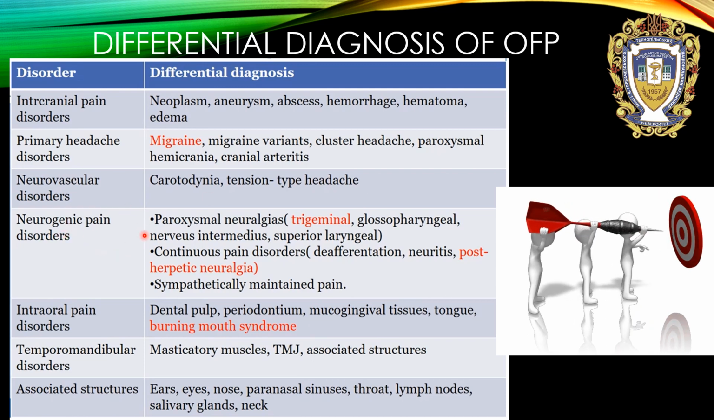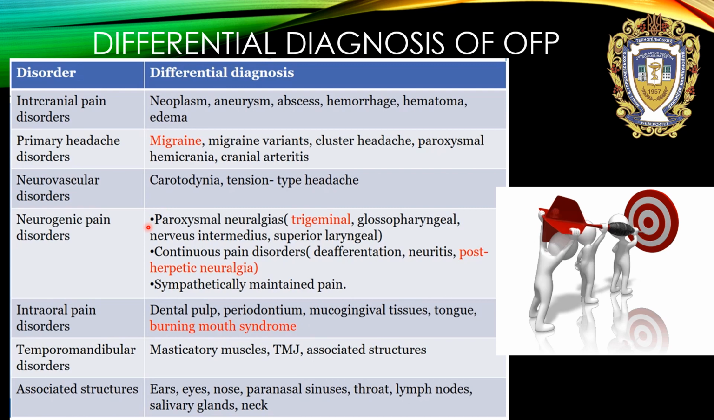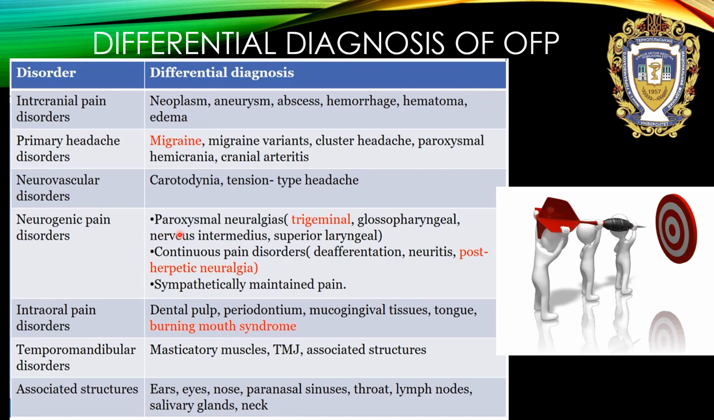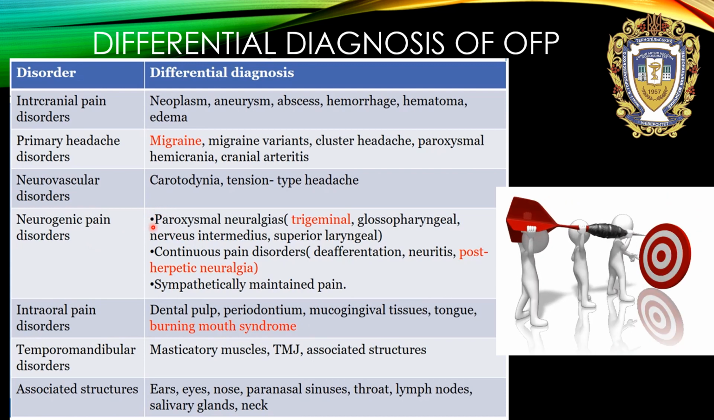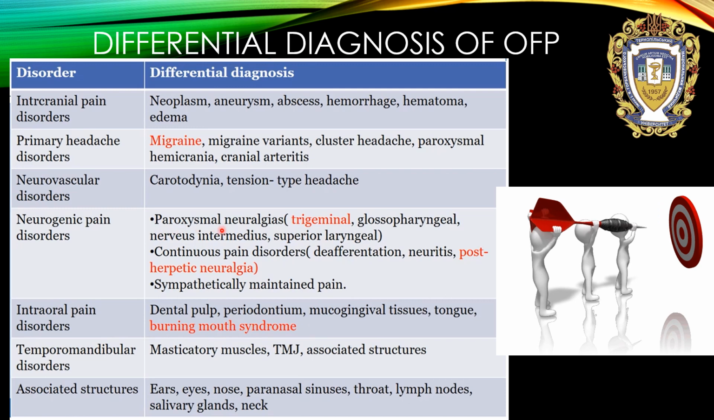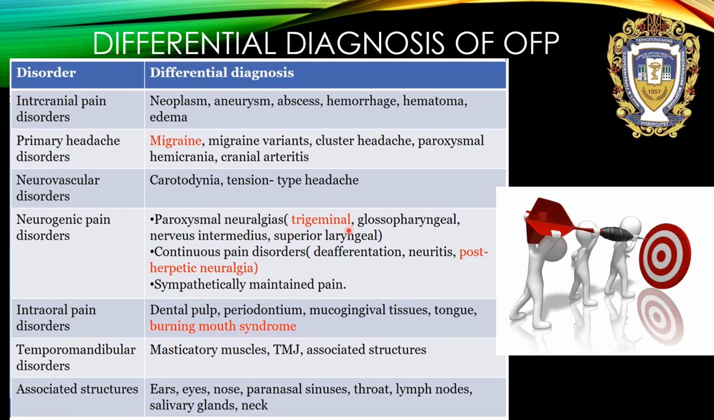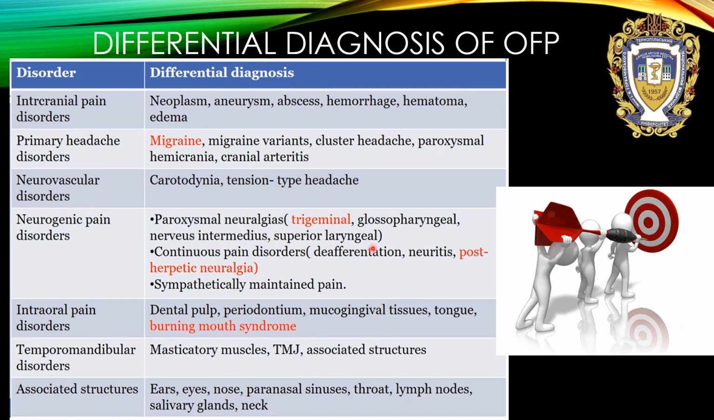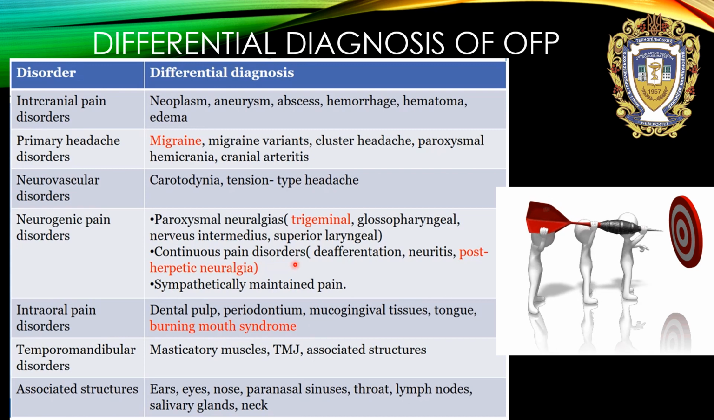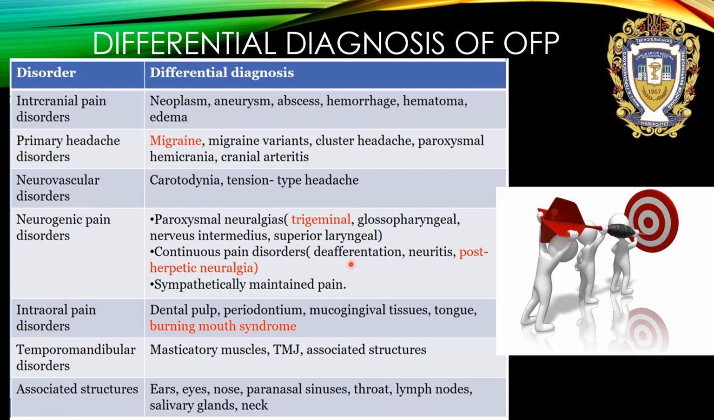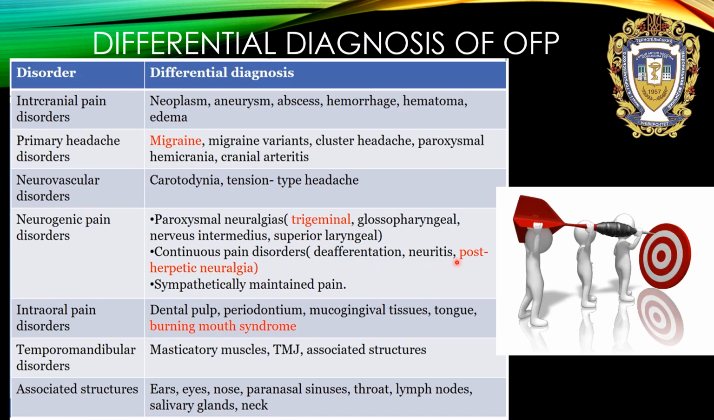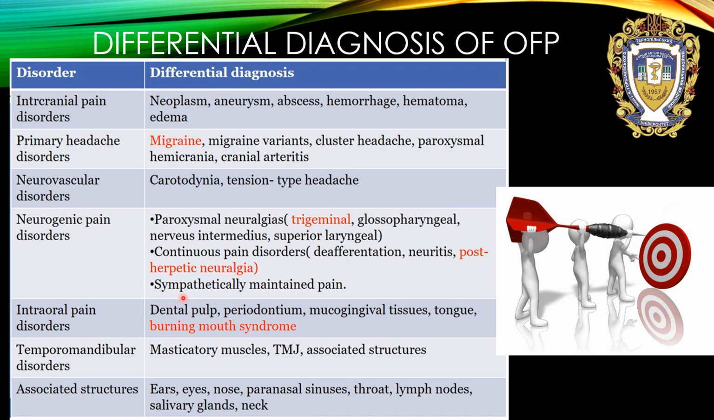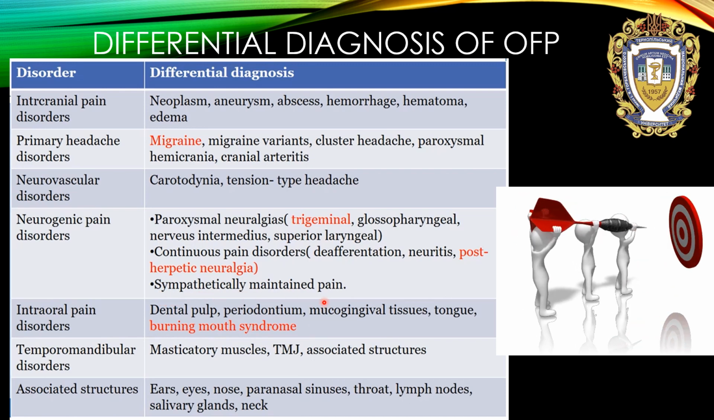But as you can see, the biggest group is neurogenic pain disorders. We need to differentiate between paroxysmal neuralgias: trigeminal, glossopharyngeal, nervus intermedius, superior laryngeal nerve; and continuous pain disorders: deafferentation, neuritis, postherpetic neuralgia, and sympathetically maintained pain.